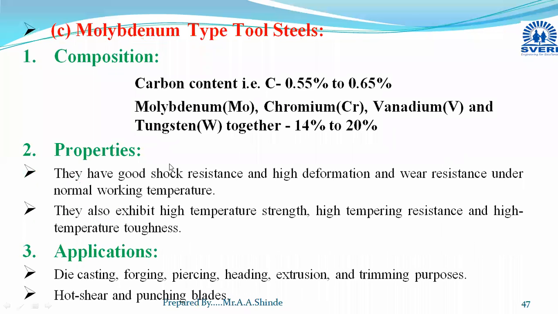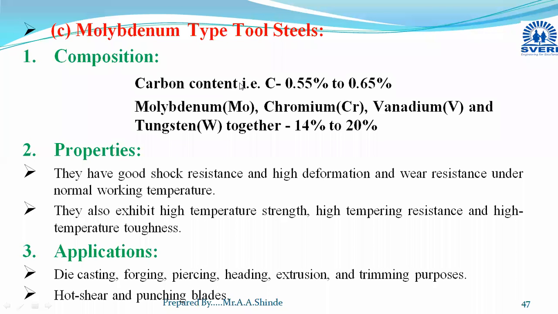The third type of hot work tool steel is molybdenum type tool steel. Here molybdenum will be the principal alloying element. Its approximate composition will be like this. Carbon percentage will be in the range 0.55% to 0.65%, and molybdenum, chromium, vanadium, and tungsten together will be in the range 14 to 20%. Out of these four elements, molybdenum will be present in the largest quantity. Hence, this type is termed as molybdenum type tool steel.